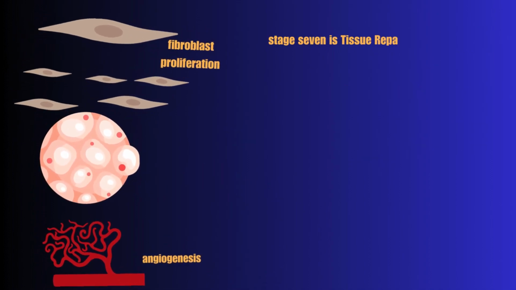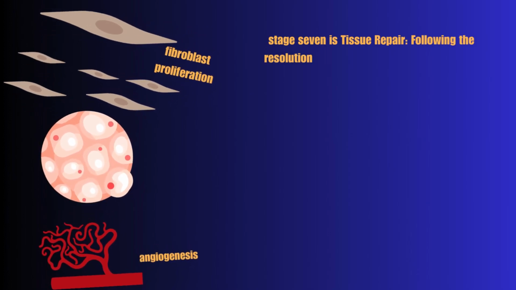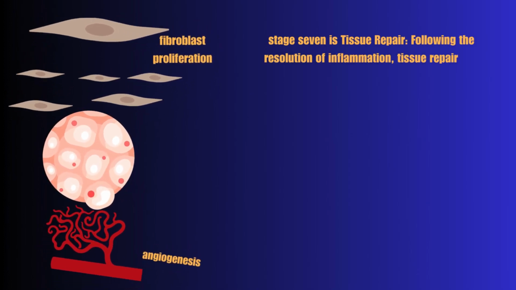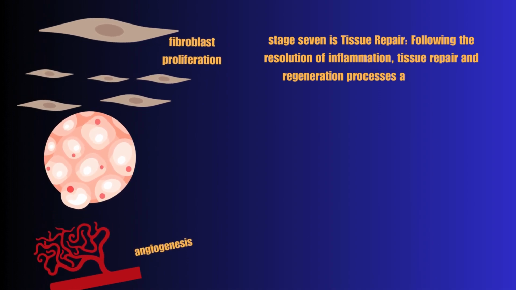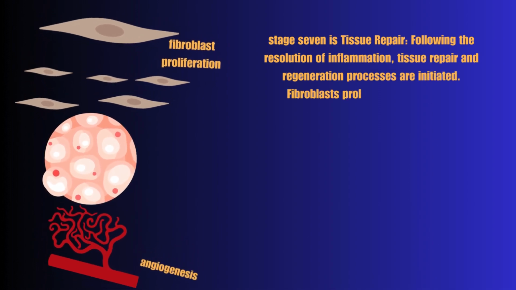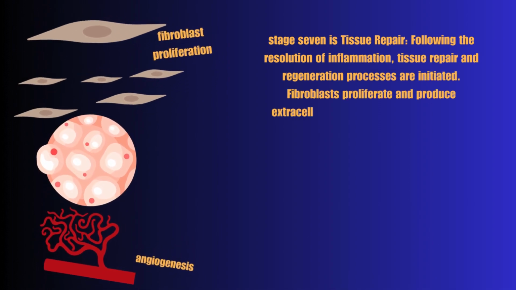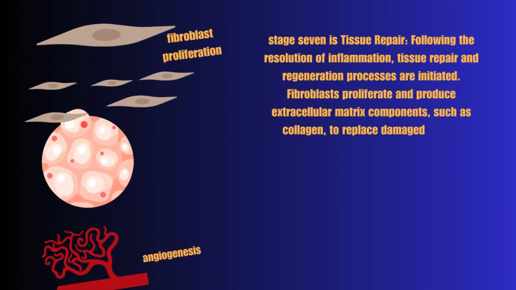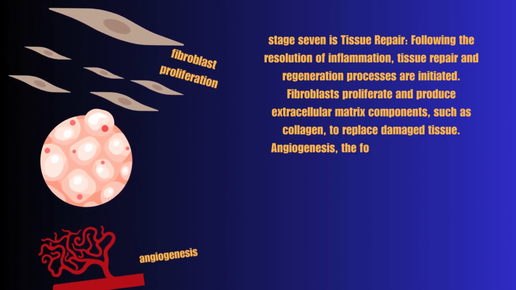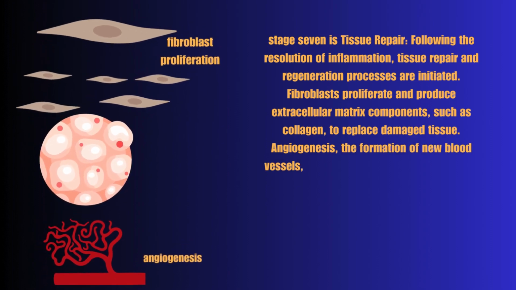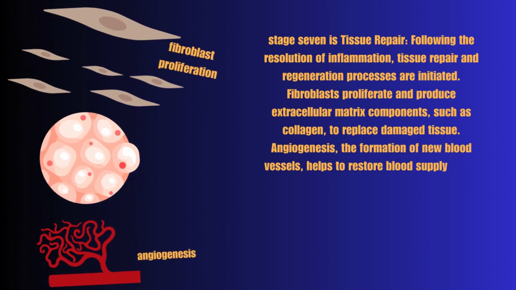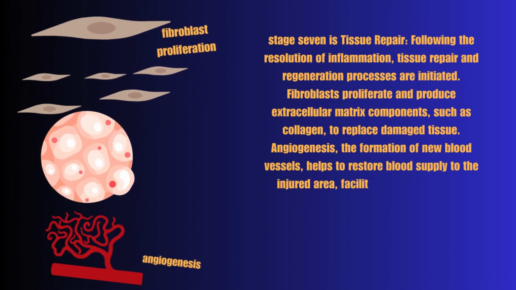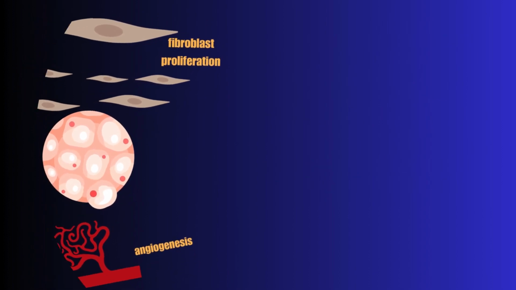Stage 7 and final stage is tissue repair. Following the resolution of inflammation, tissue repair and regeneration processes are initiated. Fibroblasts proliferate and produce extracellular matrix components, such as collagen, to replace damaged tissue. Angiogenesis, the formation of new blood vessels, helps to restore blood supply to the injured area, facilitating tissue healing.